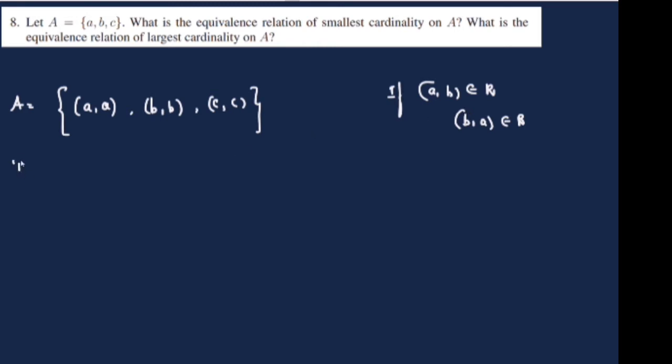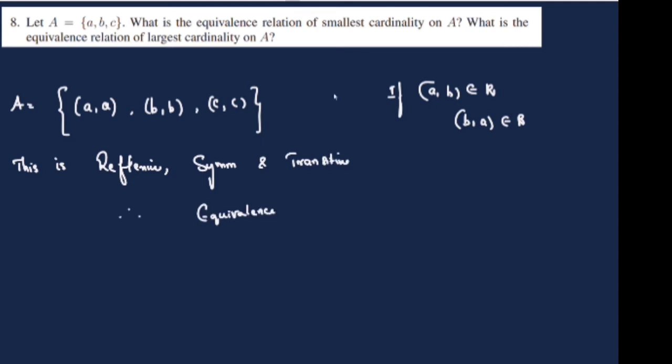Can we check? Is it reflexive? Yes, because you have (a,a), (b,b), (c,c). Is it symmetric? The condition is: if (a,b) belongs to R, then (b,a) should be in R. If (a,b) doesn't exist, the condition itself is not there. If it exists, only then we check for (b,a). If it doesn't exist, we cannot prove that it is not symmetric. So it is symmetric. What about transitive? It is transitive. So this is reflexive, symmetric, and transitive. This is an equivalence relation.